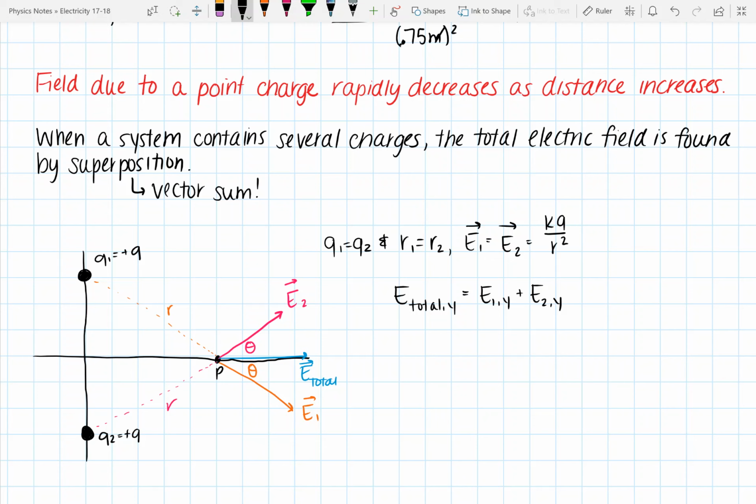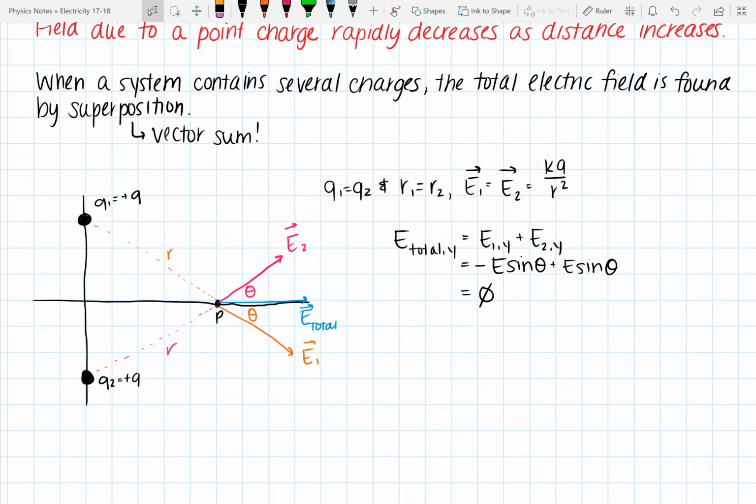Now, the difference is one is below and one is above. So I have negative E sine theta plus E sine theta, because they're equal in magnitude, just opposite in direction. So this is just going to be equal to 0. So I have no electric field in the Y direction in this case.